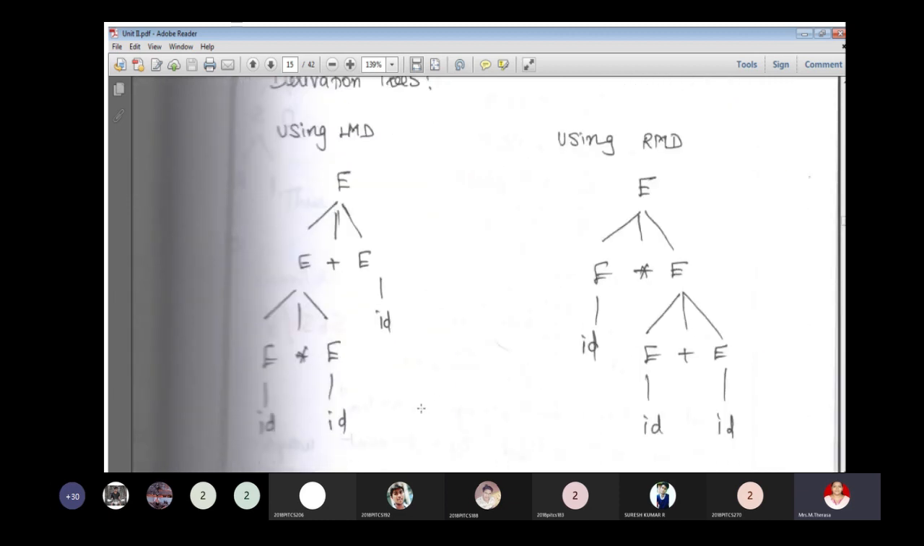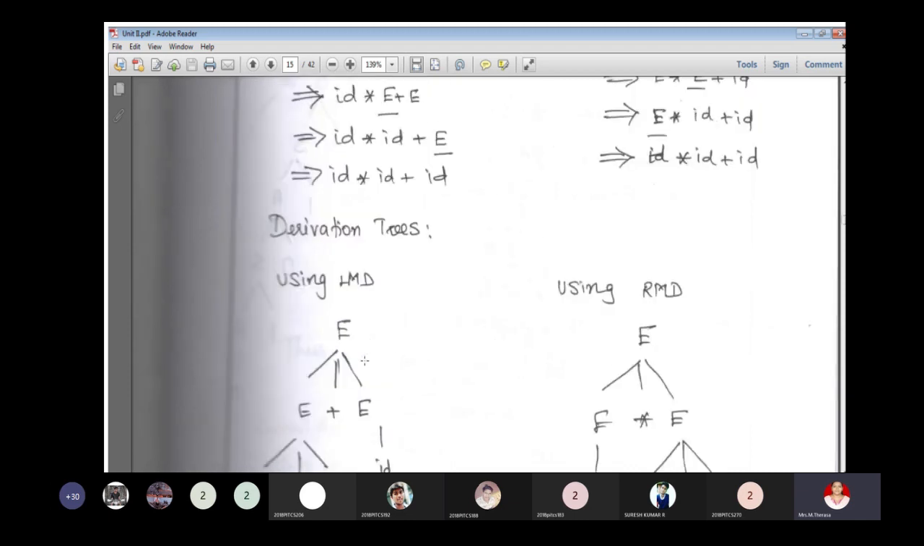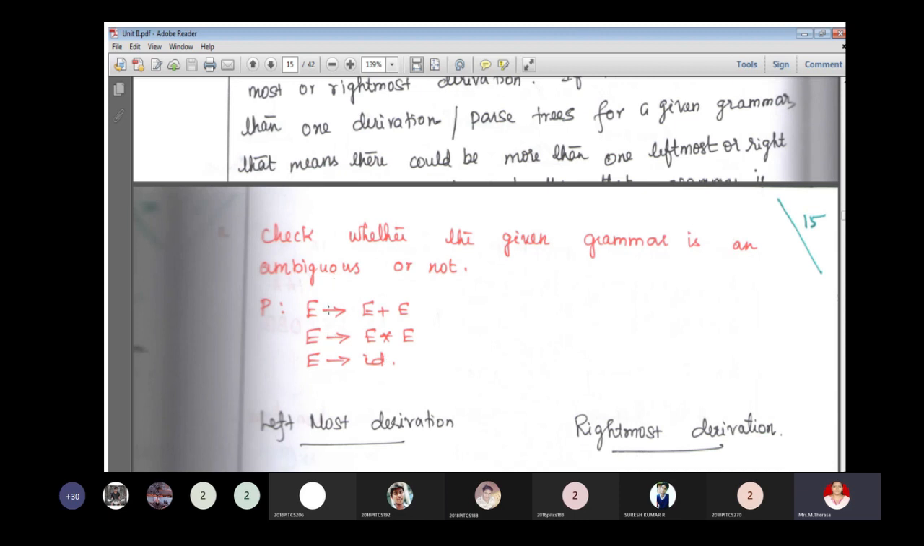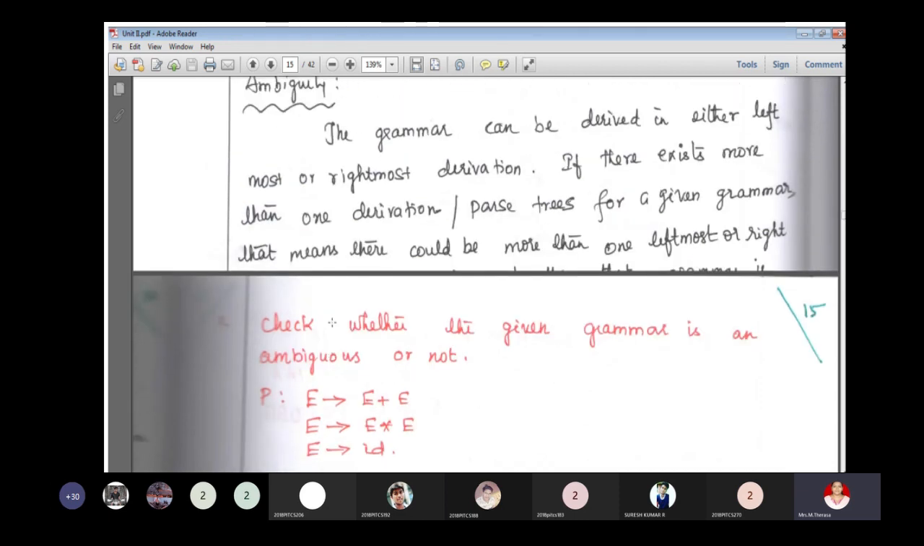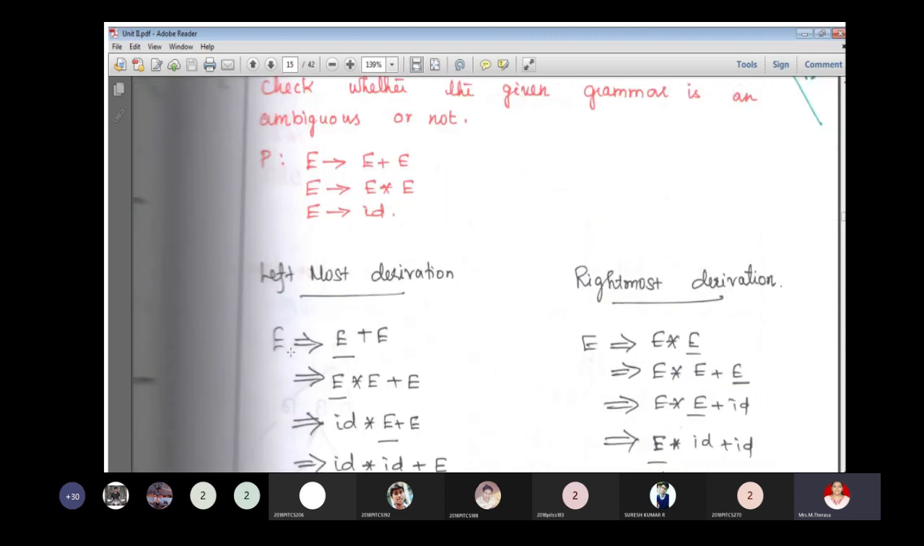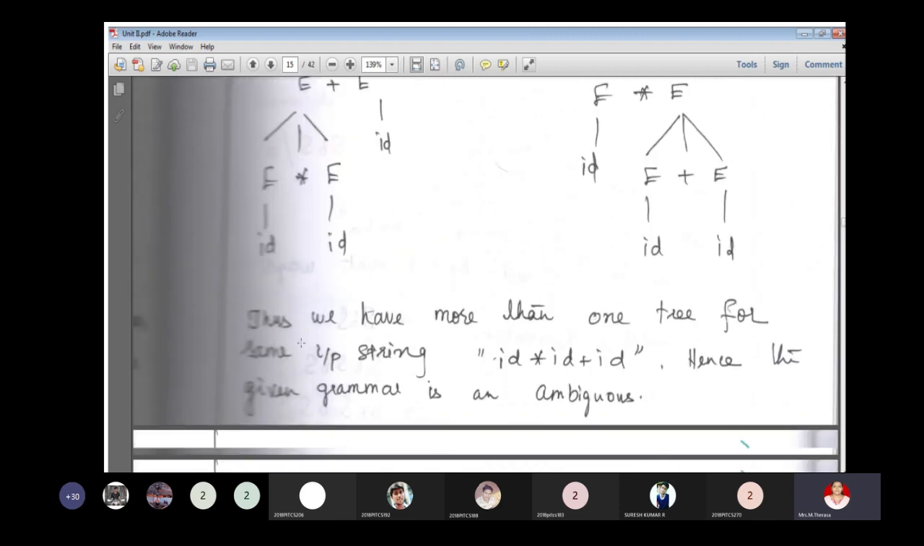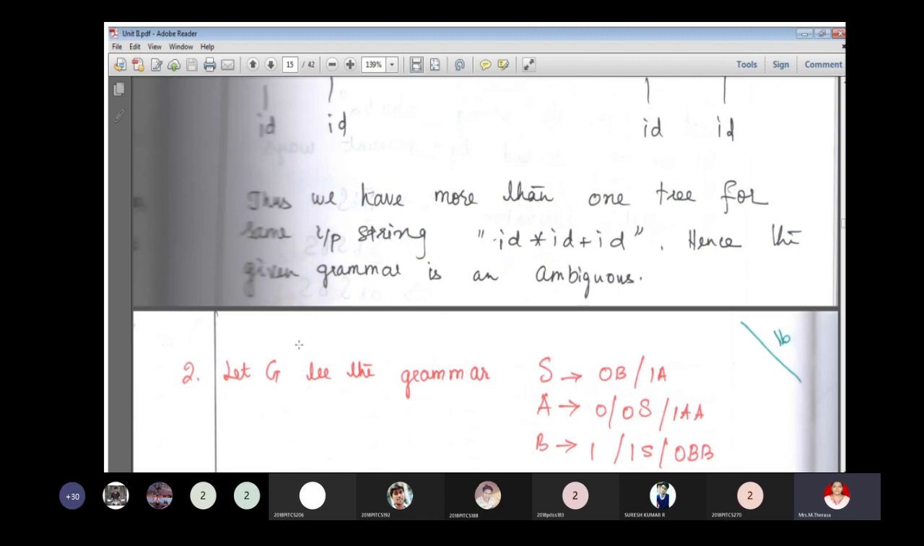But when we look at the tree, using LMD you have E tends to E plus E, E star E, ID, ID, ID. But here it is E star E. So here you have plus at the root, here you have star. So you have arrived at two different parse trees to generate the same string ID star ID plus ID, isn't it? So you can conclude this grammar is an ambiguous grammar. I mean, whenever you are able to construct more than one parse tree to derive any string w from a given grammar, then the grammar is said to have ambiguity.